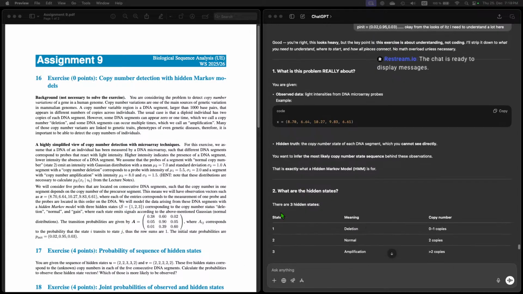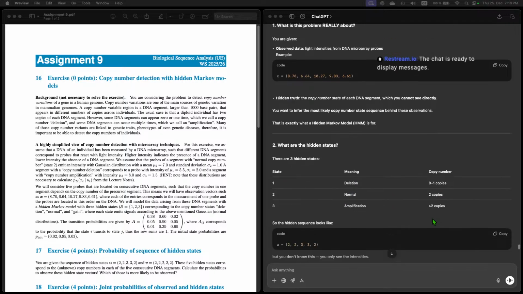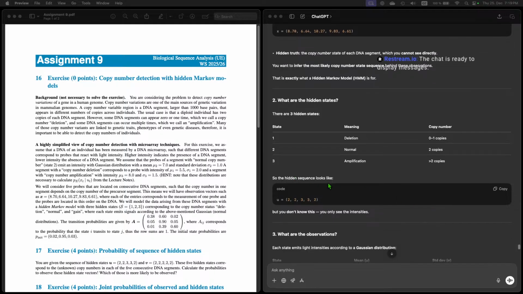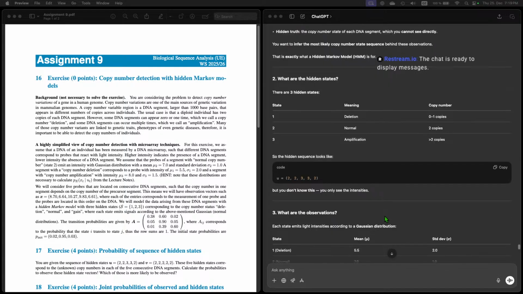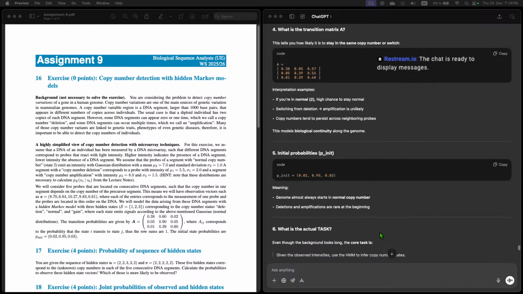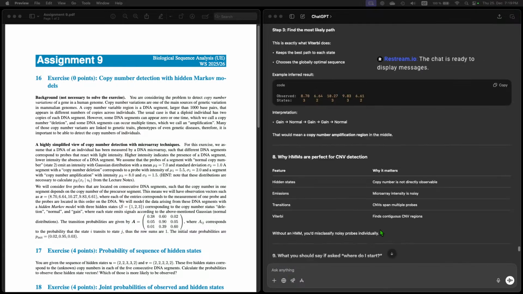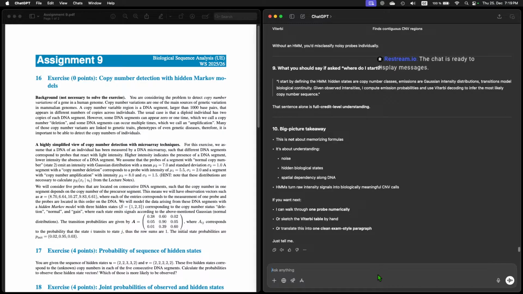What are the hidden states? These are three states, state meaning copy number. So the hidden sequence looks like what? But you don't know this. You only see the intensities. What are the observations? Okay. Okay. Looks like I don't understand anything.